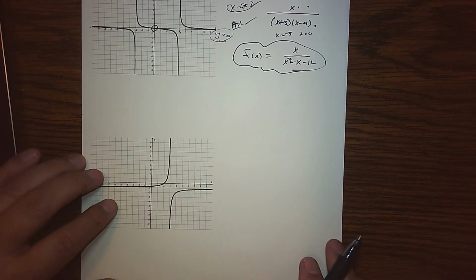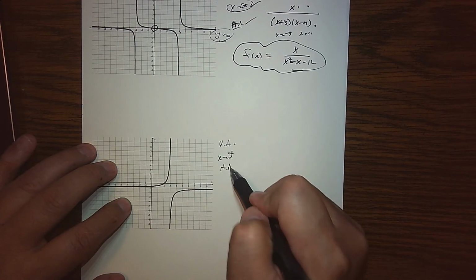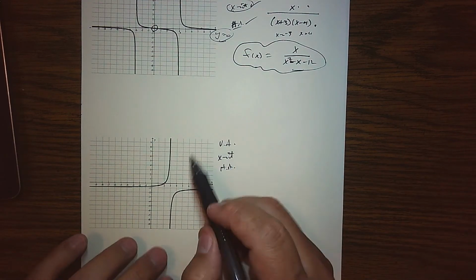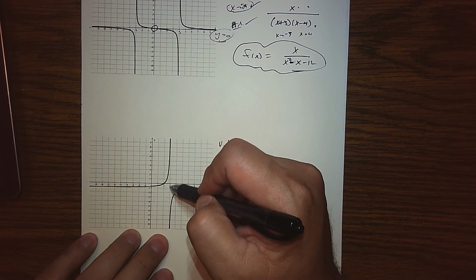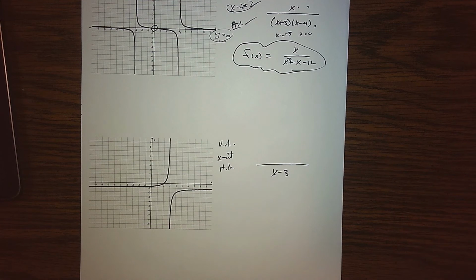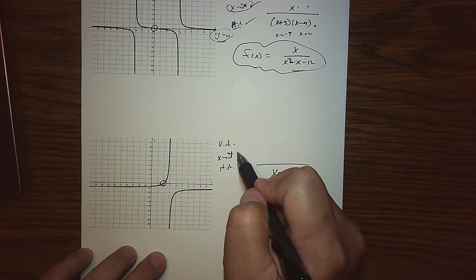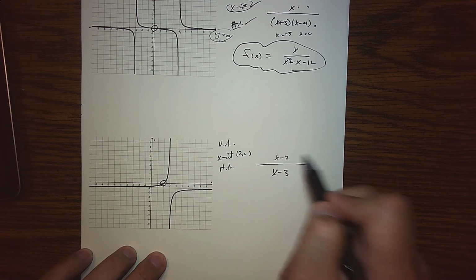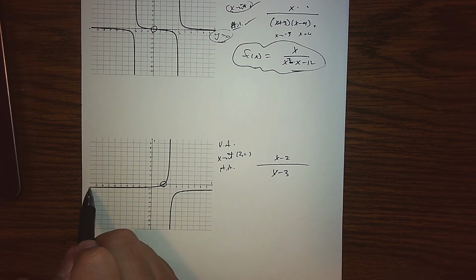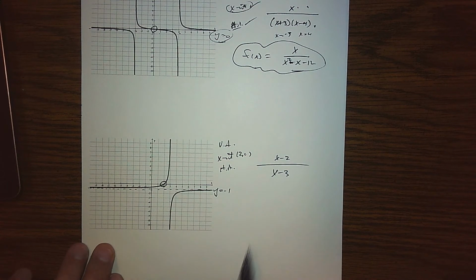Next example, again, we're looking for vertical asymptotes, x-intercepts, and horizontal asymptotes. Those are the big three. So in this case, I can see it looks like I have a vertical asymptote at 3. So I know I need x minus 3 down in the denominator. An x-intercept is occurring at (2, 0). So that means I need an x minus 2 up in the numerator. And then it looks like I have a horizontal asymptote at y equals -1.